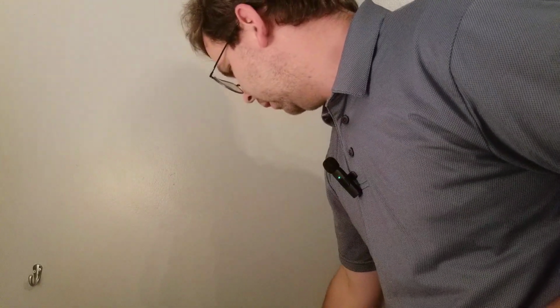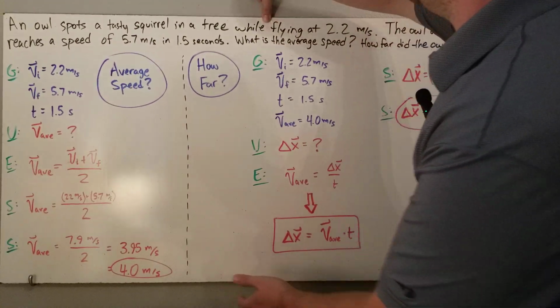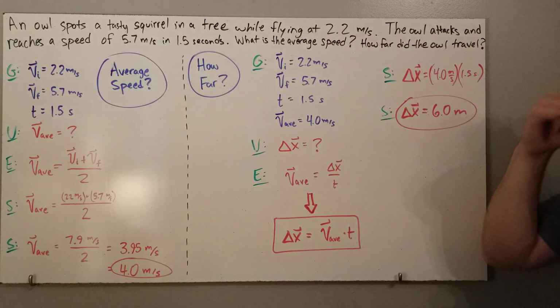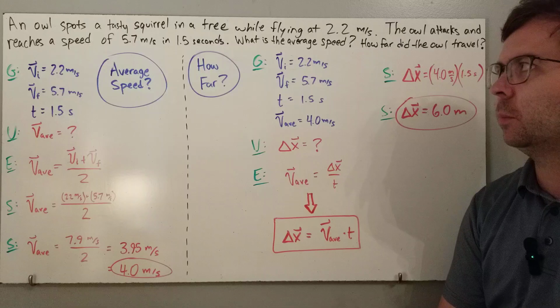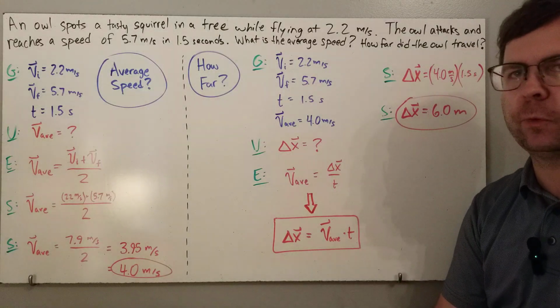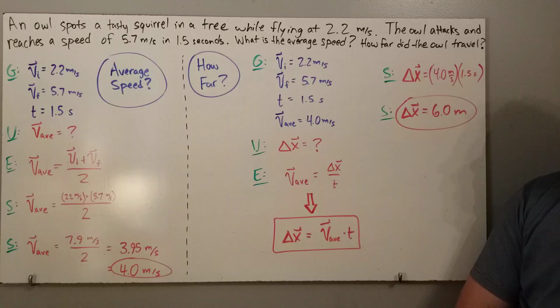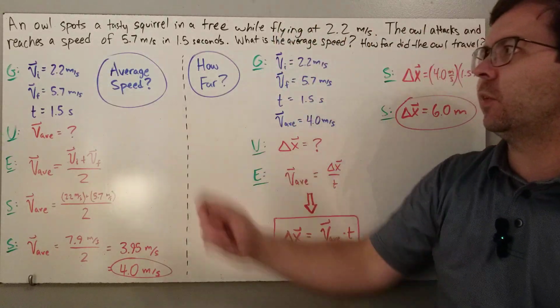Let's say an owl spots a tasty squirrel in a tree while flying at 2.2 meters per second. The owl attacks and reaches a speed of 5.7 meters per second in 1.5 seconds. So it speeds up for the attack. What is its average speed and how far did the owl travel? So we have two questions. First question, what's the average speed?